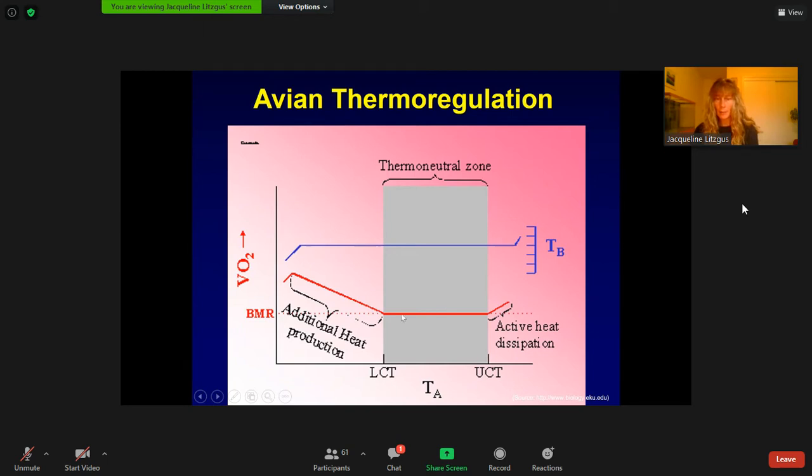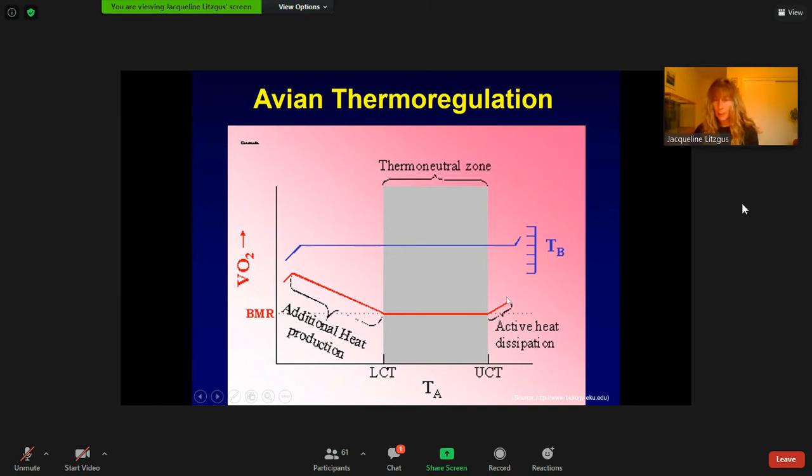Okay, so again, remembering that this red line equals energy, right? So at this end of the graphic, when we have an animal that gets above its upper critical temperature, it needs to get rid of that heat now so that it doesn't overheat. It needs to do something to maintain its body temperature. So it uses active heat dissipation. And we're going to talk about methods that birds use to do that, like panting and stuff. And so we'll come back to that.